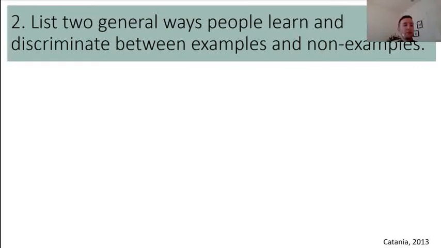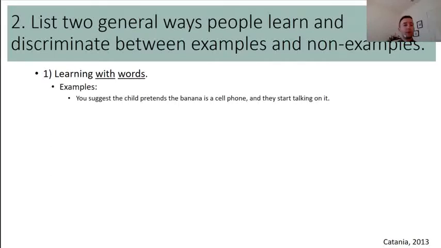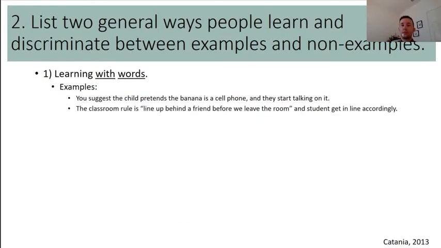And there are two general ways that people learn. Your job is to list two general ways that people learn and then to discriminate between examples and non-examples. The first way is learning with words. Examples of learning with words include the following. Let's say you suggest a child pretends the banana is a cell phone, and then they start talking to the banana like it's a cell phone. That behavior was preceded by you suggesting that they do that. So that would be an example of learning with words.